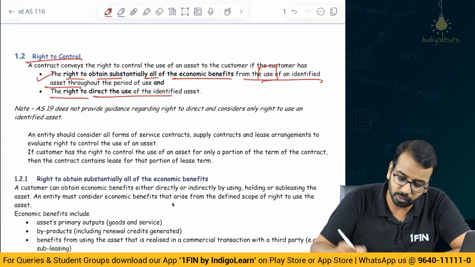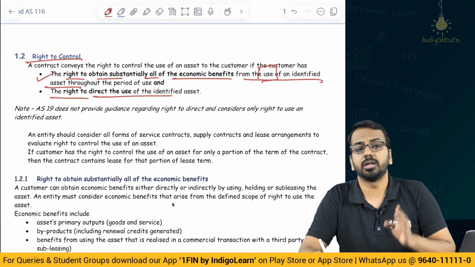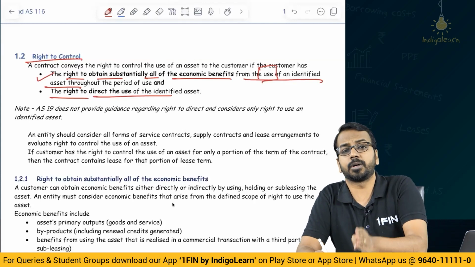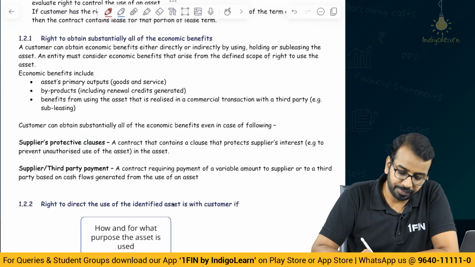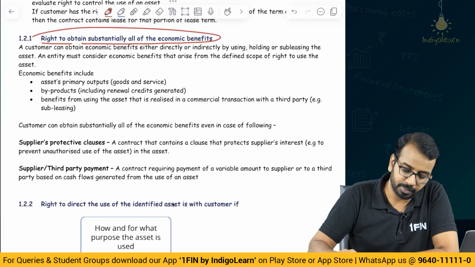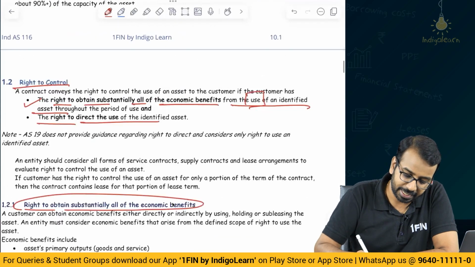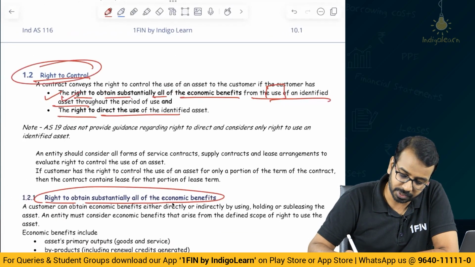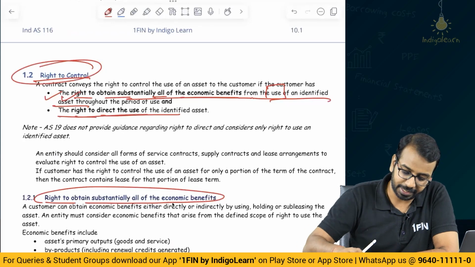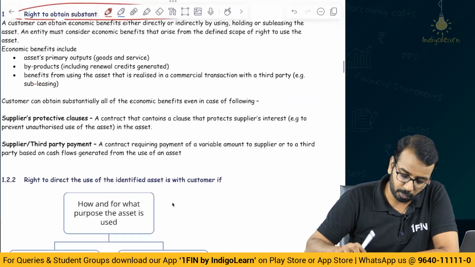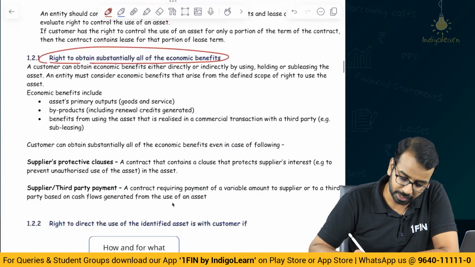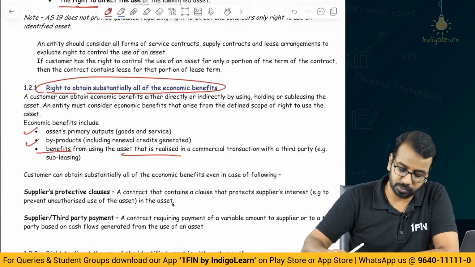Then the right to direct the use of the identified asset means what? I will decide how and for what purpose that asset will be used. Now, when we say right to obtain substantially all of the economic benefits, what did we say? Right to control arises when we have the right to obtain substantially all of the economic benefits and the right to direct. Economic benefits can be in the form of output, byproduct, and other benefits arising from using that asset.